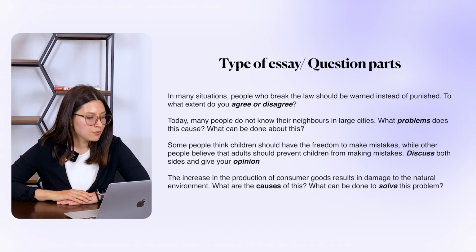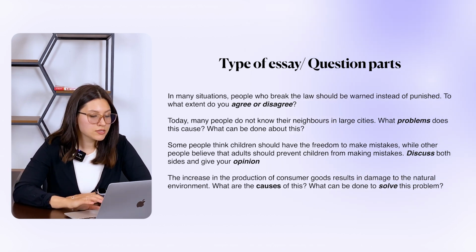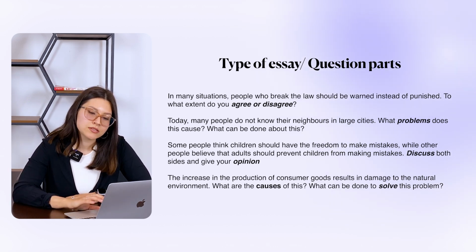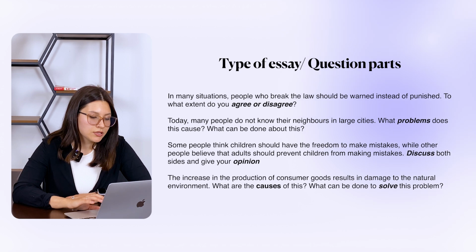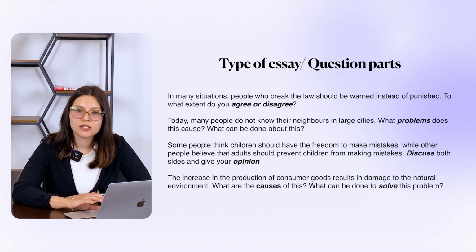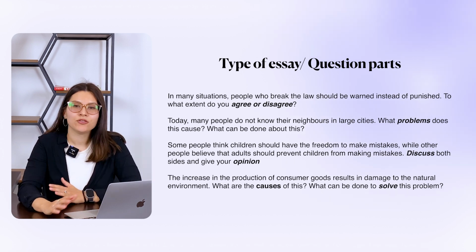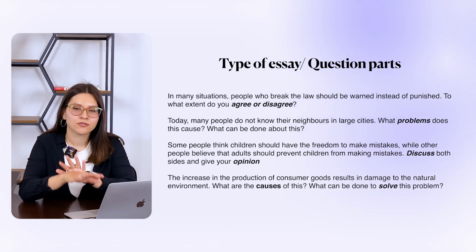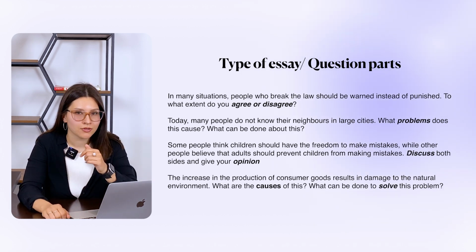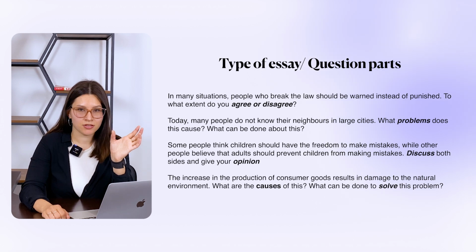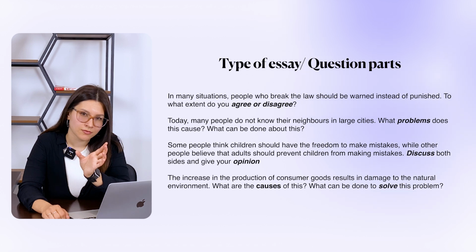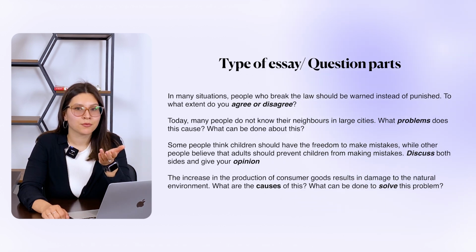Next is: today, many people do not know their neighbors in large cities. What problems does this cause? And what can be done about this? What is the key word? Organizing word? It's problems, and not about your opinion, advantages or disadvantages, and so on. Meaning you have the statement or the problem statement, usually a sentence, and then you have the question. This is where your judgment comes from.